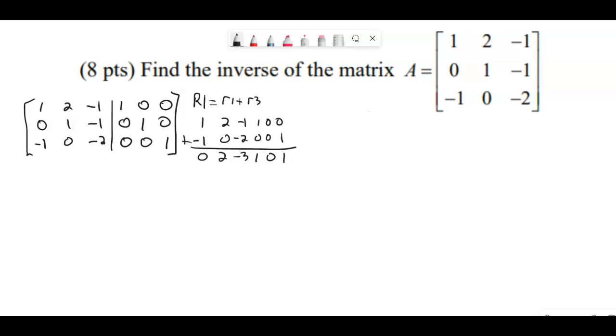So let's write our matrix that has row 1 cleaned up. We have row 1: 1, 2, negative 1, 1, 0, 0, row 2: 0, 1, negative 1, 0, 1, 0, and we have a new row 3: 0, 2, negative 3, 1, 0, 1. Okay. This next one, we're going to clean up row 2.